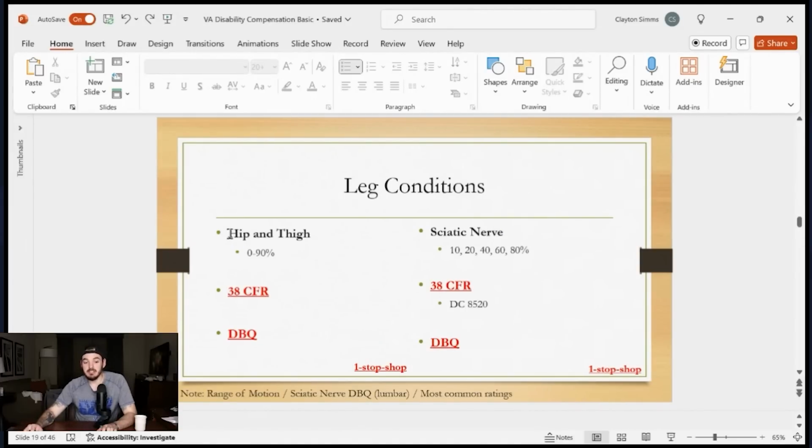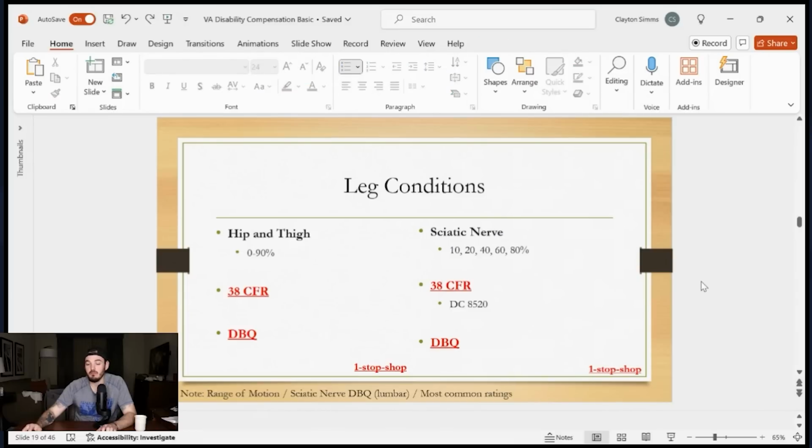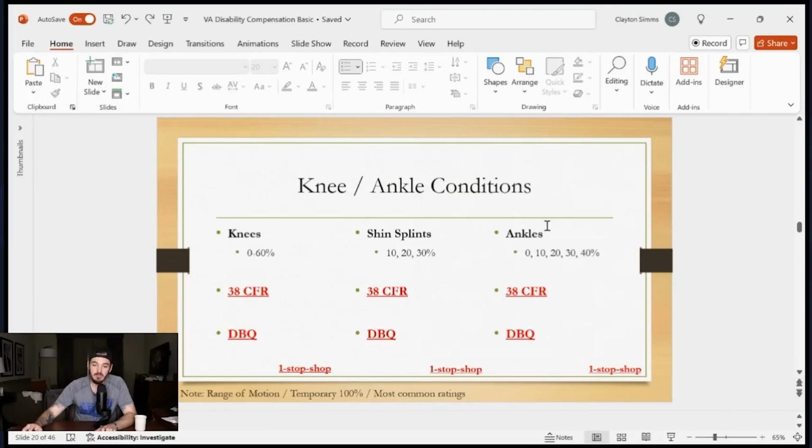Okay, leg conditions: hip and thigh. And then we have that sciatic nerve, the radiculopathy, right? Whether we're talking about paralysis, neuralgia, wherever that looks like for you. And we have the diagnostic code there of 8520. Knee and ankle conditions. Here's how the VA rates knees, shin splints, and the ankles. And again, 38 CFR DBQ references. And then we have the one-stop shop from the CIVDivonline.com website.